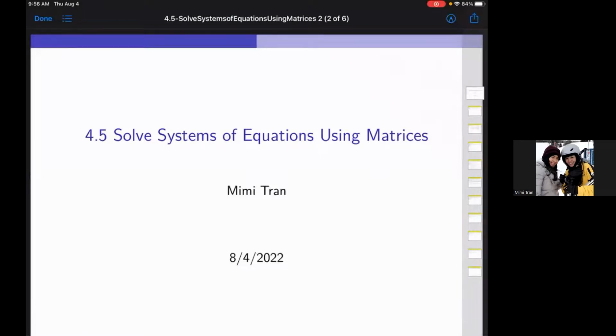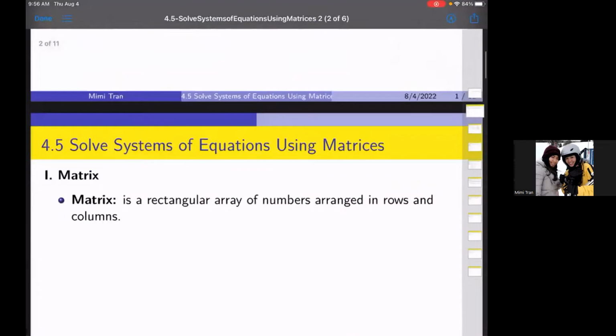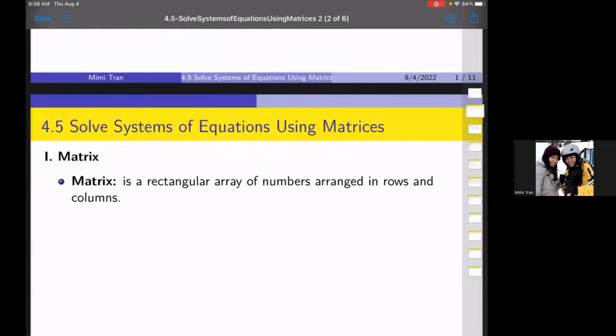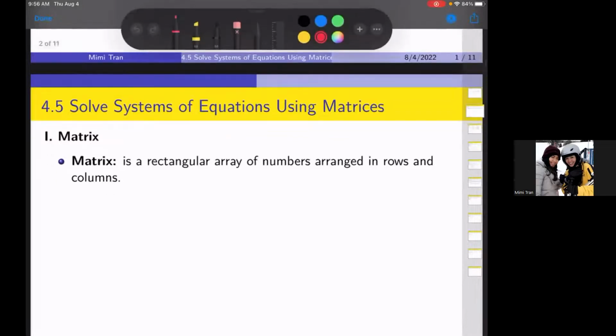All right, matrix. Have you guys seen Matrix? Not the movie. You know, in the book. A matrix is an array of numbers arranged in rows and columns. So what does that mean? That means it looks like this.